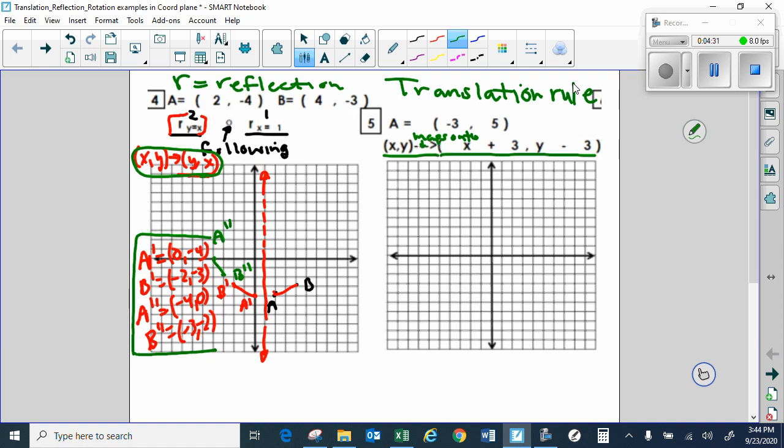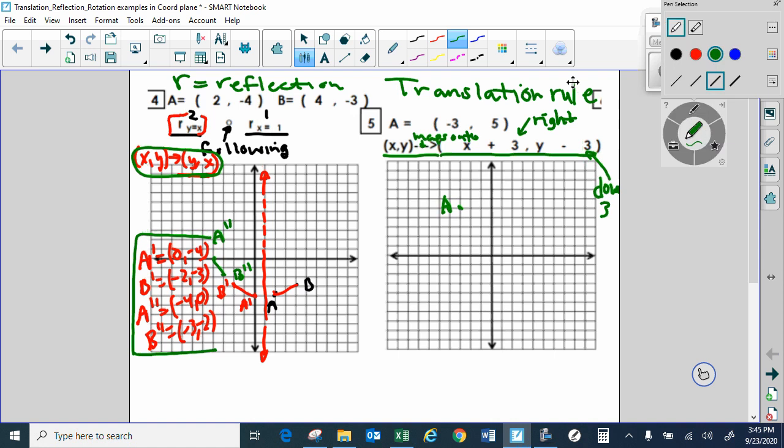So this is your ability to count. So I plot -3, 5. 1, 2, 3, 1, 2, 3, 4, 5. -3, 5. A. Remember, no prime because that's the pre-image. And remember the x direction is left or right, right? So that is right 3. And y is up or down, since it's negative, that'd be down 3. So I just count. Can I count? If you can't count, you got to go back to elementary school. 1, 2, 3, 1, 2, 3. There's A prime. That's simple.